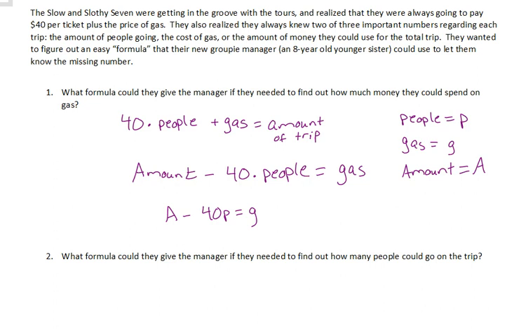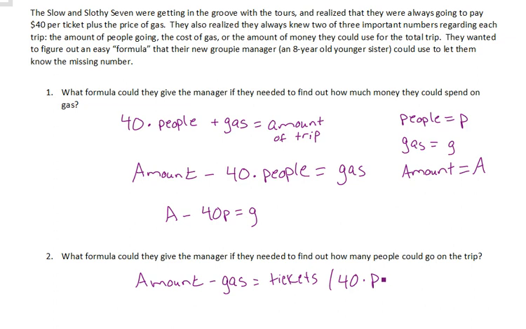So this next one says, what formula could they give the manager if they needed to find out how many people could go on the trip? Well again, we have our amount of trip. We're going to get rid of the gas money for that. So we have our amount of trip, and if we subtract the gas money, that's how much we have left over for our tickets. Okay, that equals the $40, basically the tickets, which is $40 times the people.